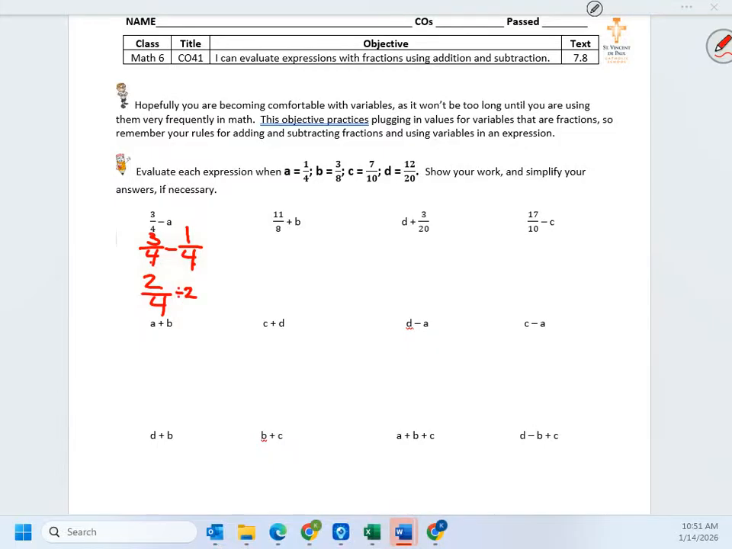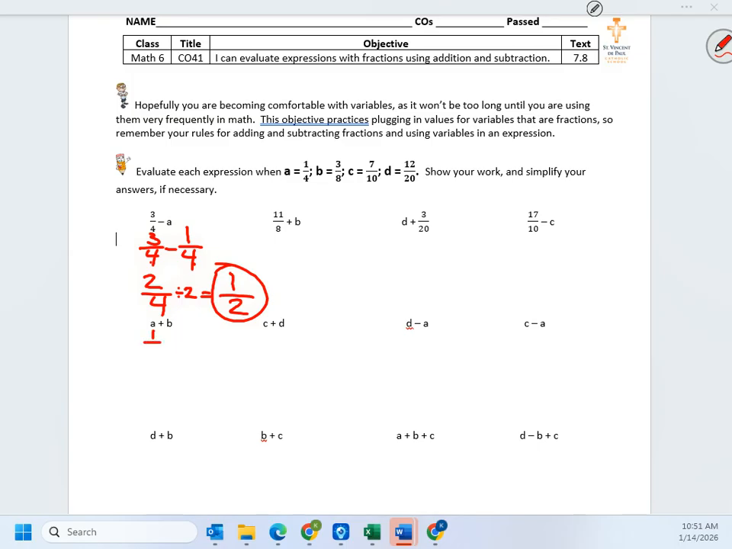So we need to divide that 2 out of the top and the bottom. And we get 2 divided by 2 is 1. 4 divided by 2 is 2. We can't get any simpler than that. So our answer is 1/2. We're going to go straight down below that.